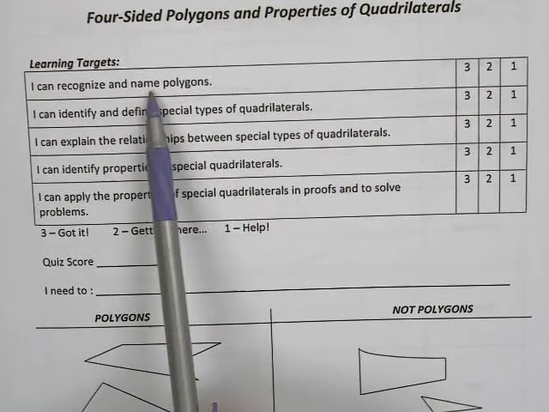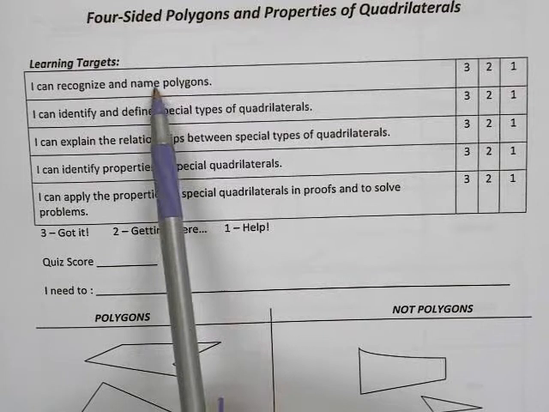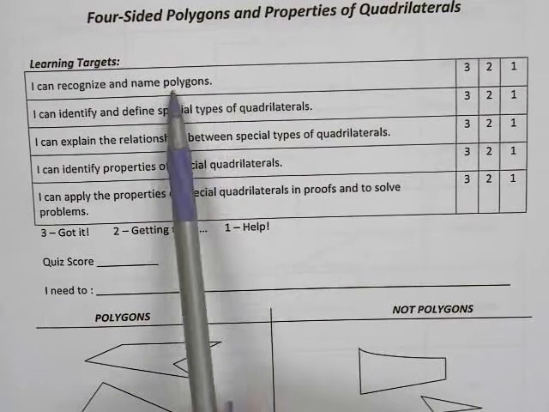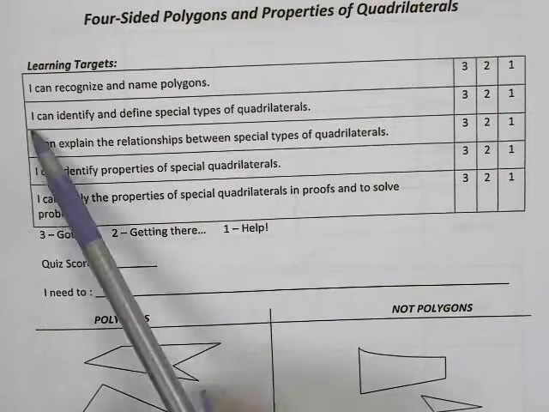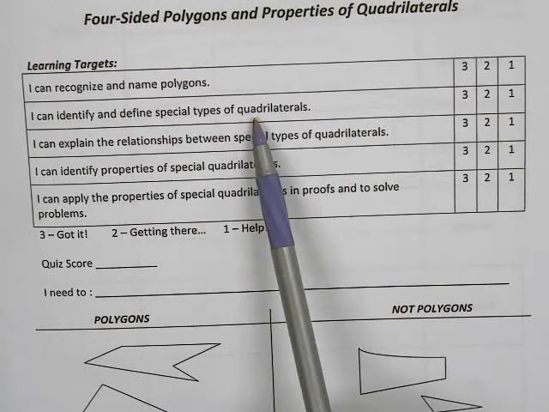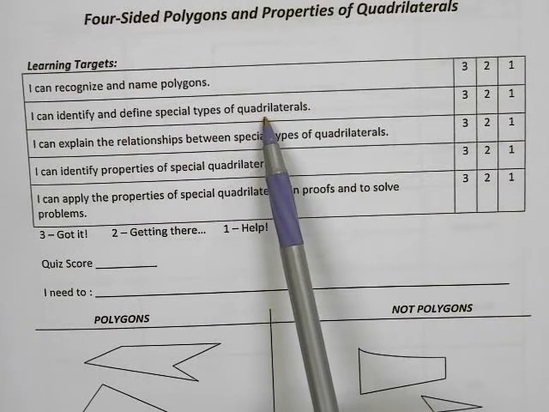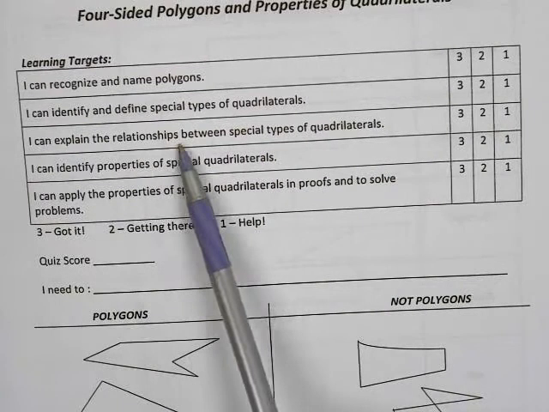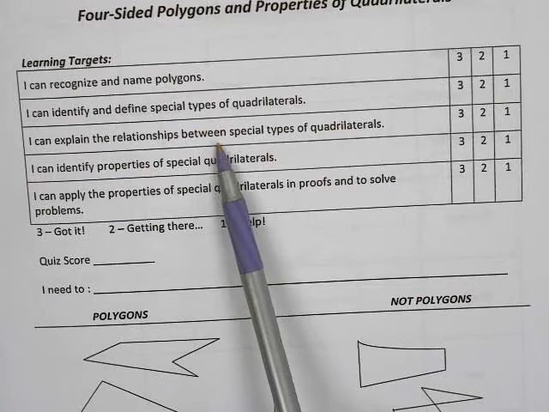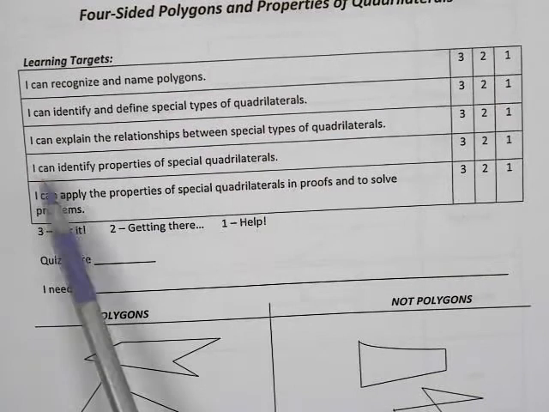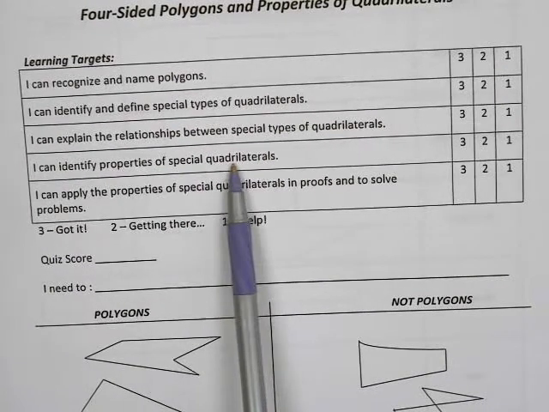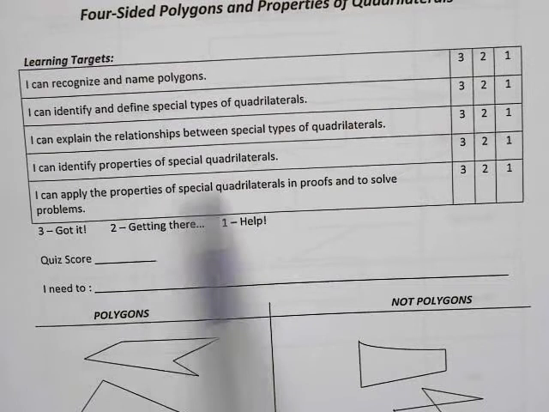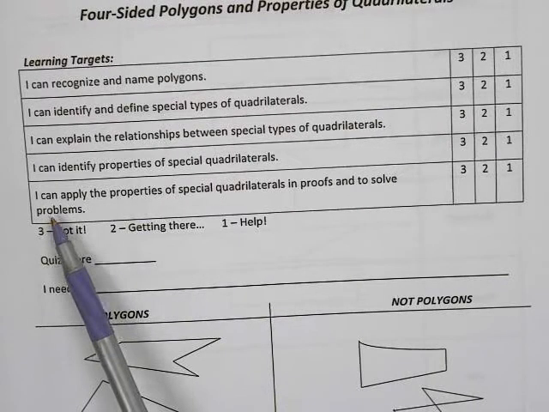I can recognize and name polygons. So in general, we just want to talk about what a polygon is, because that's what we're going to be working with. I can identify and define special types of quadrilaterals. So we're going to get some nice ones that I know you've heard of before. I can explain the relationships between them. So a lot of them have connections, have commonalities. And then I can identify properties of special quadrilaterals, and I can apply those properties in proofs and to solve problems.